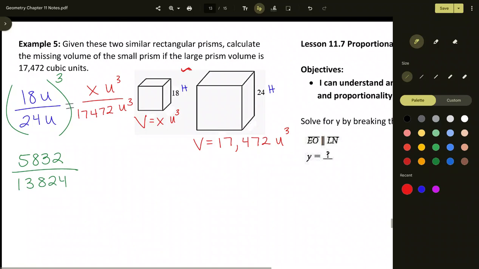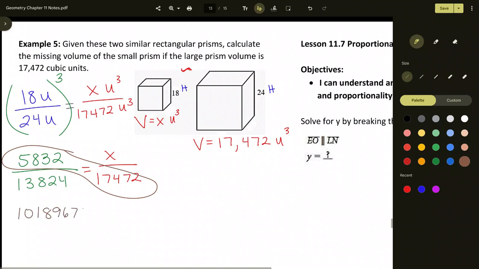And those will be equal to the unknown volume over 17,472. Now we can cross multiply because these would all be cubic units. So multiply diagonally. Oh, that's a large number here. 101,896,704 is equal to, and then I'm going to go the other direction, 13,824 times x. We'll do a tiny little t-chart.